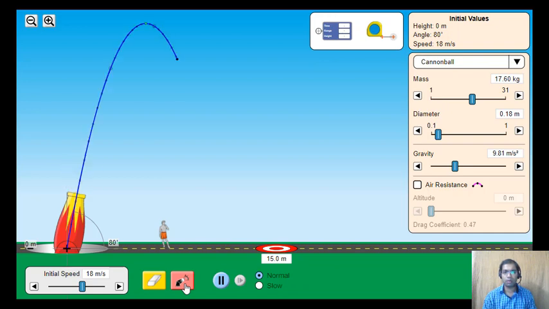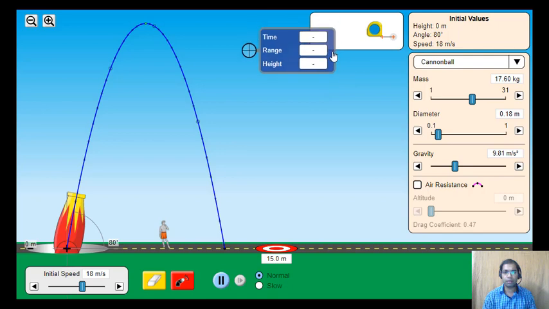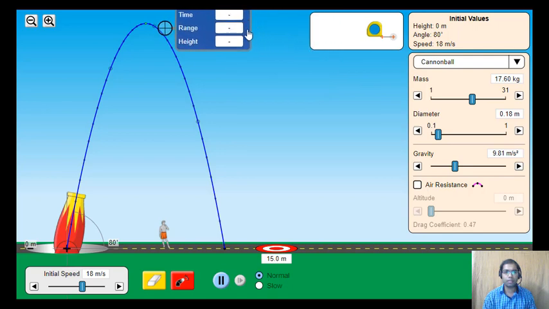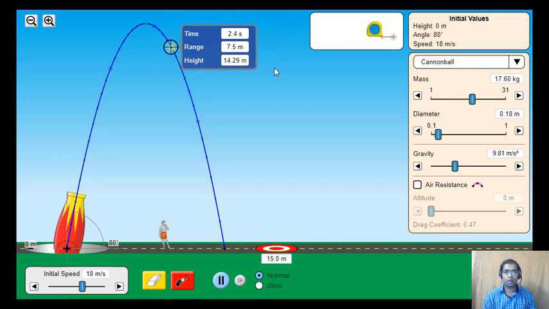This is the cannonball that is fired, and we can see that a particular path has been traced. Now I can use this finder to place it here and look at what values we get. At this point the time is 2.4 seconds, range is 7.5 meters and height is 14.29 meters. And it has an initial speed of 18 meters per second.